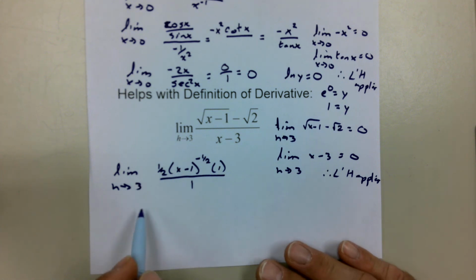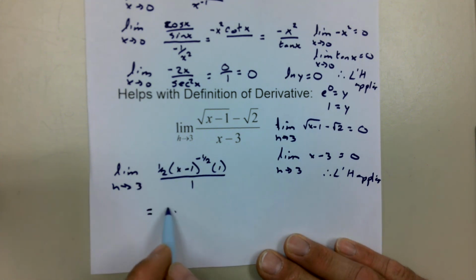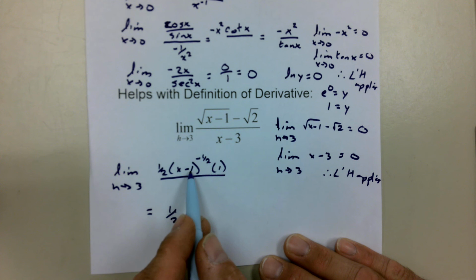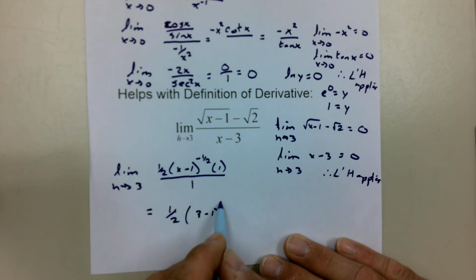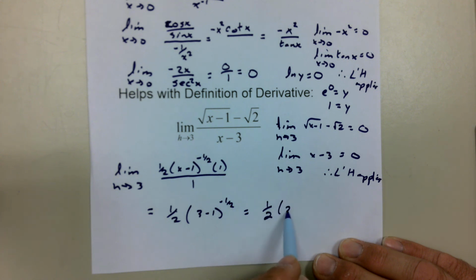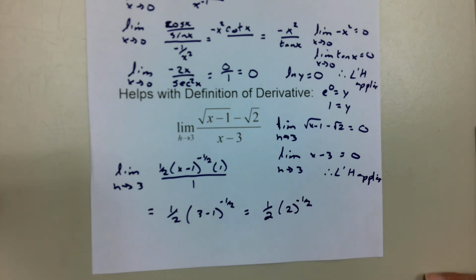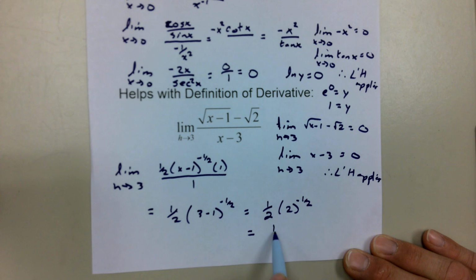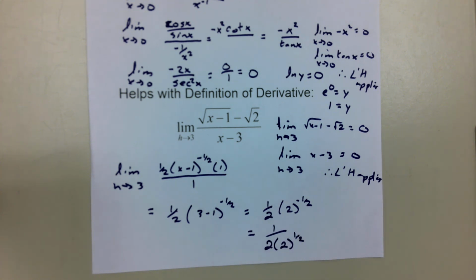Plugging in my 3 now, we're going to get 1/2 of 3 minus 1 to the negative 1/2. That's going to go to 1/2 of 2 to the negative 1/2. And then from here we can clean it up as much as we want. Maybe 1 over 2, and then 2 to the 1/2, or 2 square root of 2, depending on how you want to see that. So that gives you an idea of where L'Hopital's rule is going to apply and how to apply it in several different cases.